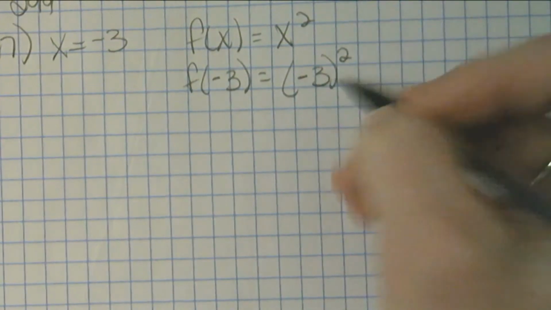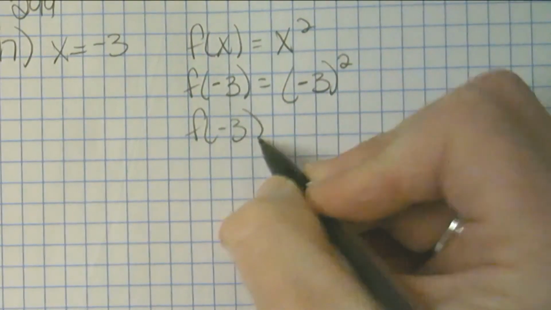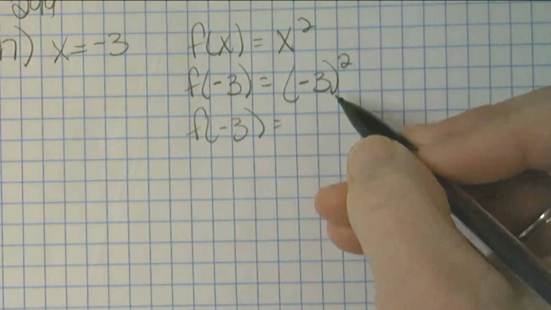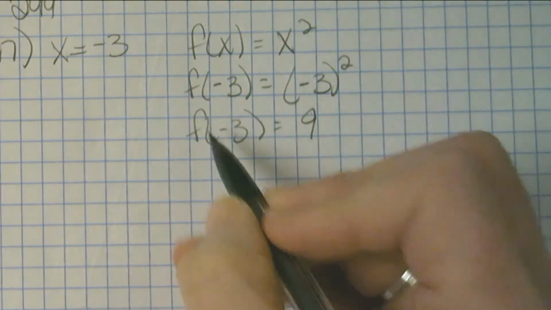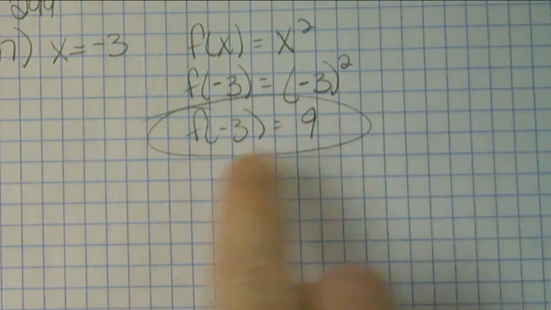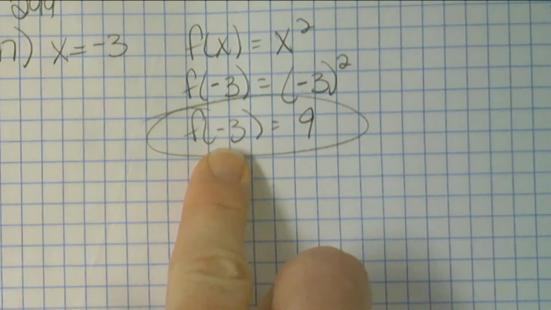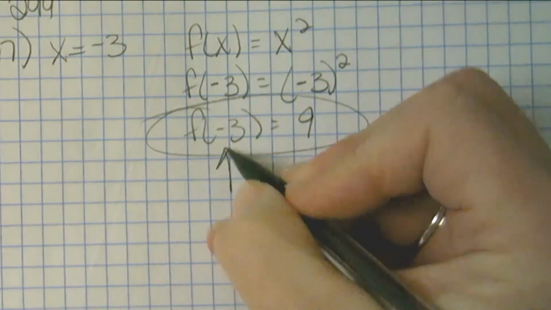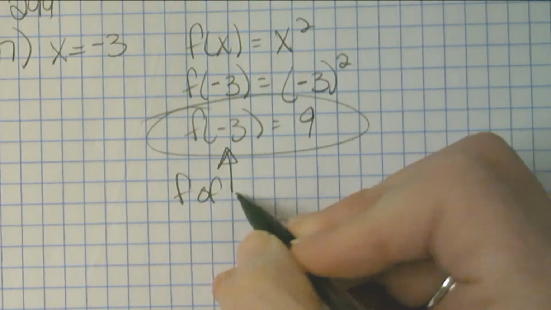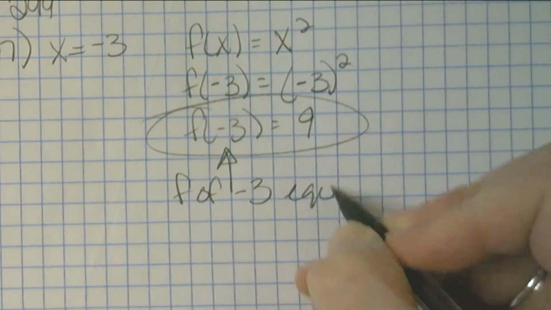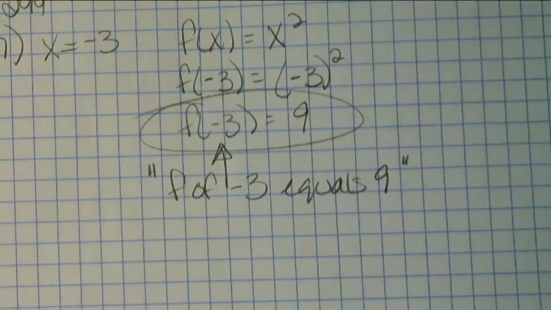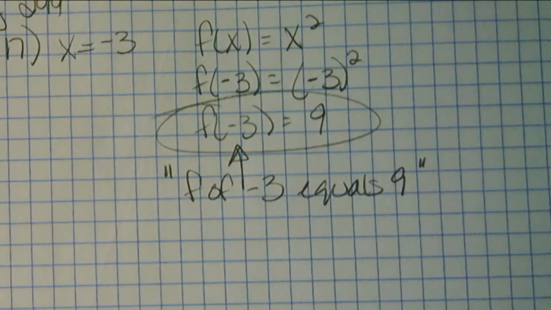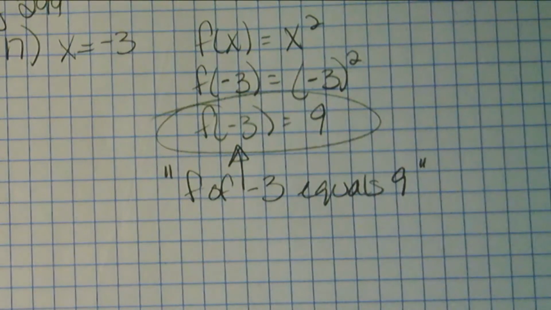And now I'm just going to do my math. So f of negative 3 is equal to, what's negative 3 times negative 3? So this is just simply 9. So f of negative 3 is equal to 9. This is not f times negative 3. This statement says f of negative 3 equals 9. That is function notation. Are you good with that?